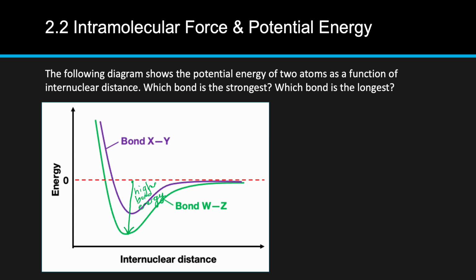So which bond is the strongest? That would be the W to Z bond. Then which bond is the longest? Now remember, internuclear distance is the x-axis. So for our W to Z bond, the most stable point is here, but for our X to Y bond, our most stable point is here. So our longer distance is the XY bond, whereas the WZ bond would be a little bit shorter.